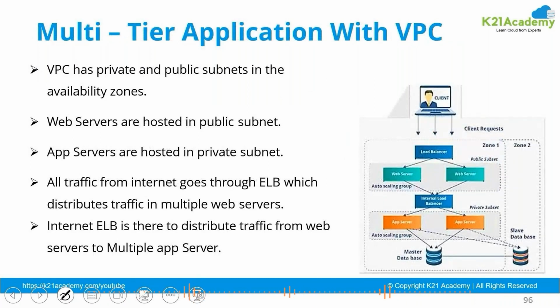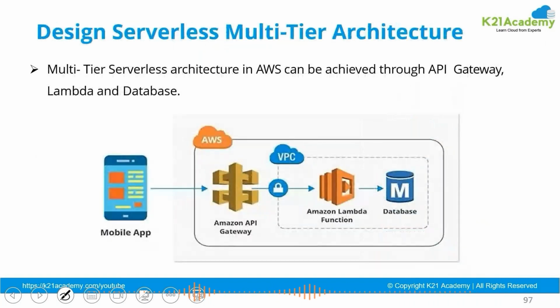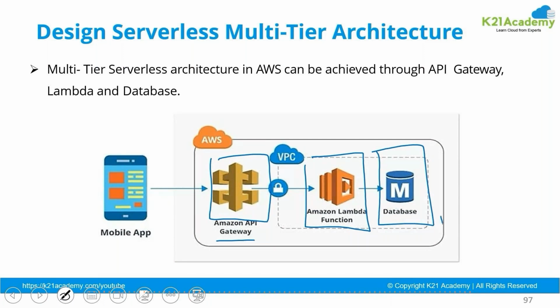In multi-tier, it is the same diagram I explained a few minutes before, where the client sends the request to the front-end load balancer, which is the web end. It forwards the traffic to another internal load balancer, which is the app end, which communicates with the master DB. If this fails, then the standby DB will take charge. This we have already seen, which can be replaced like this: the web could be API Gateway, the app could be Lambda, and the database could be DynamoDB. Like this, you can make it completely serverless in Amazon.